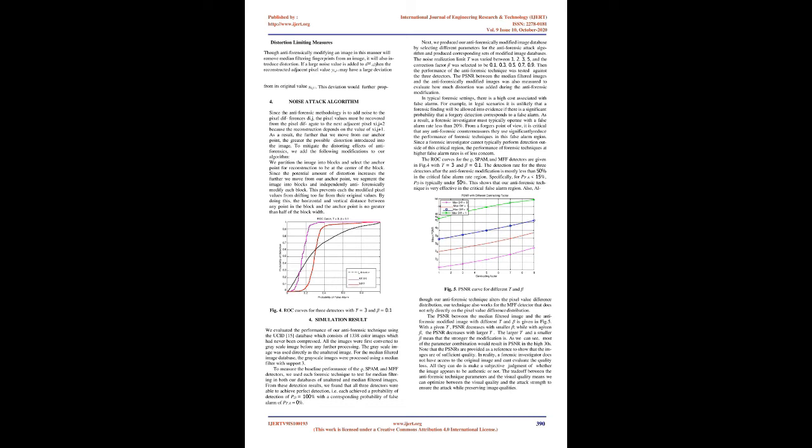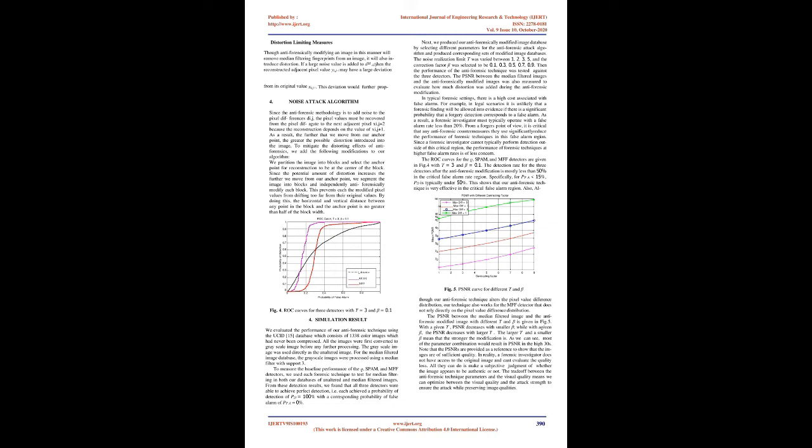We partition the image into blocks and select the anchor point for reconstruction to be at the center of the block. Since the potential amount of distortion increases the further we move from our anchor point, we segment the image into blocks and independently anti-forensically modify each block. This prevents the modified pixel values from drifting too far from their original values. By doing this, the horizontal and vertical distance between any point in the block and the anchor point is no greater than half of the block width.